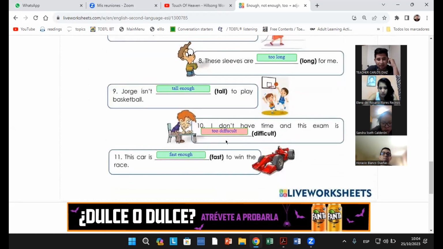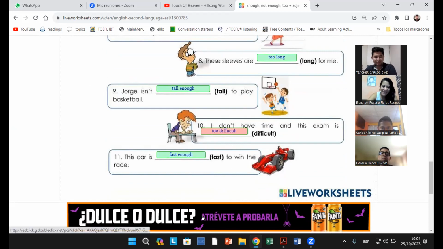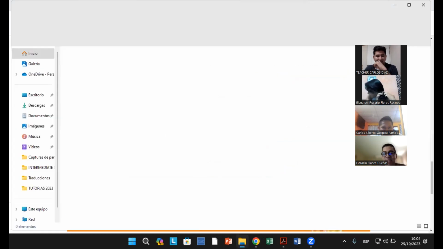Okay, and this one? Other word difficult. Okay, no lo escribí bien. Okay, it's too, too difficult. It's too difficult to type, yes or no? Yeah. All right. Too difficult writing. Yes, too difficult writing, right?